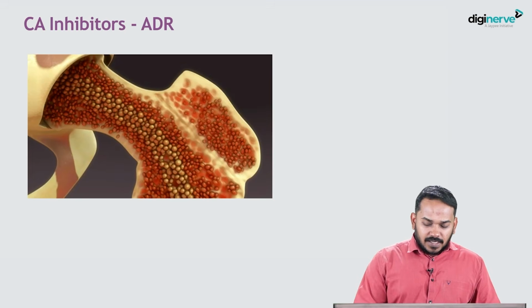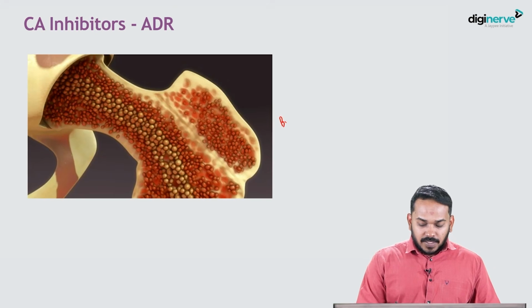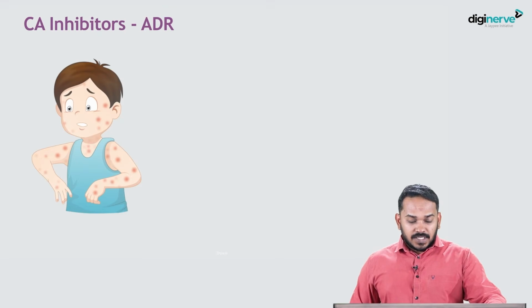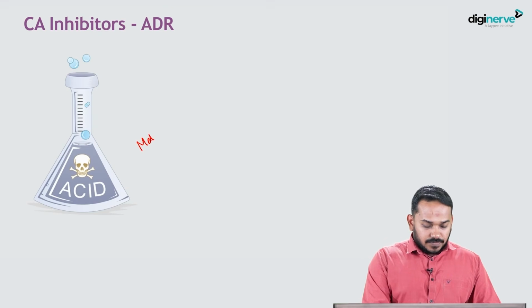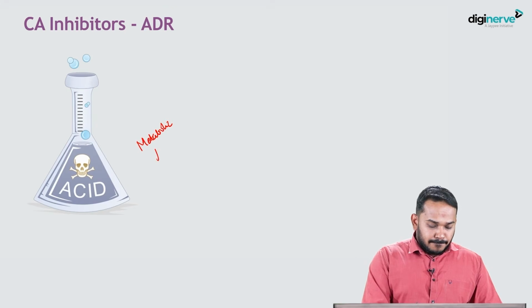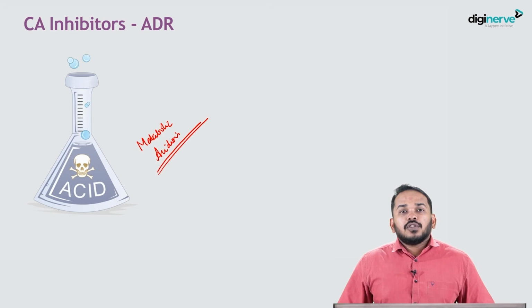The major adverse drug reaction is bone marrow suppression. They can also produce skin rashes and also metabolic acidosis. Carbonic anhydrase inhibitors are used for the treatment of edema, they are used for the treatment of glaucoma and also for the prophylaxis of mountain sickness.